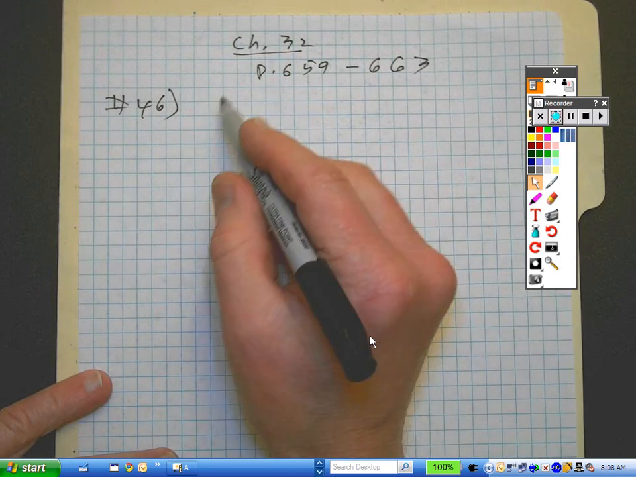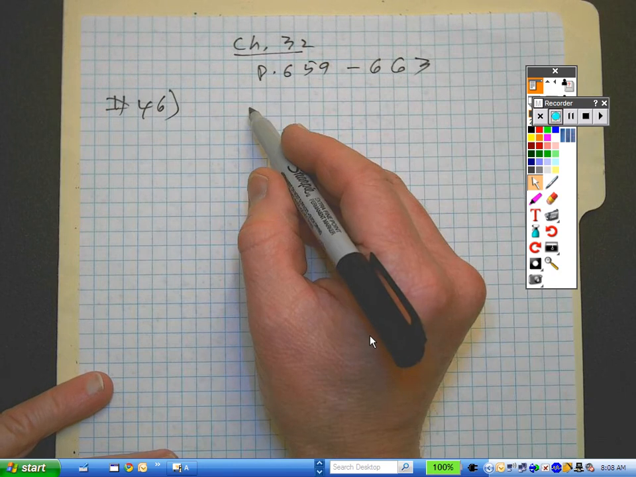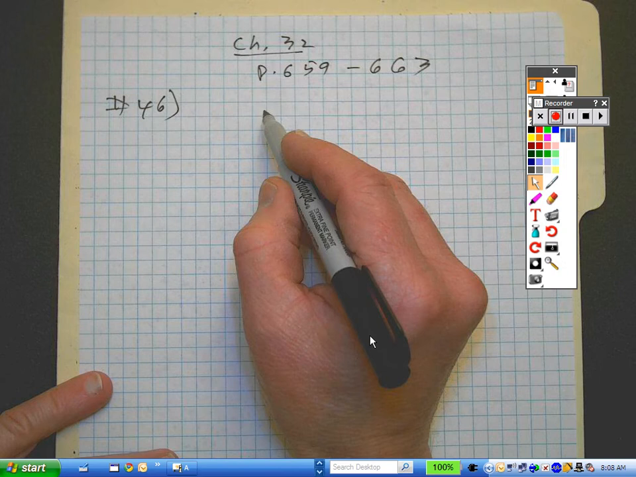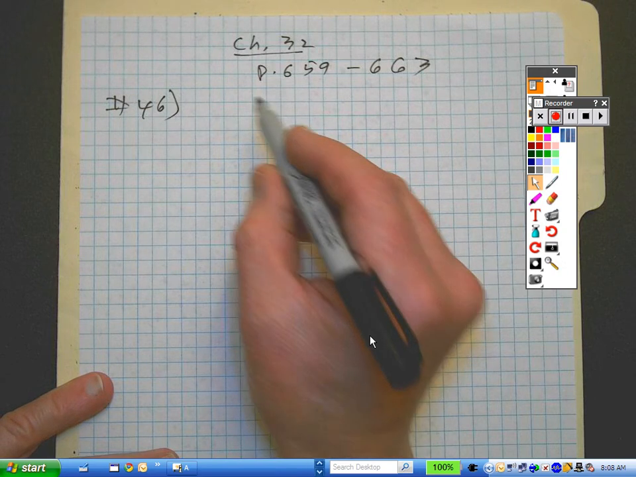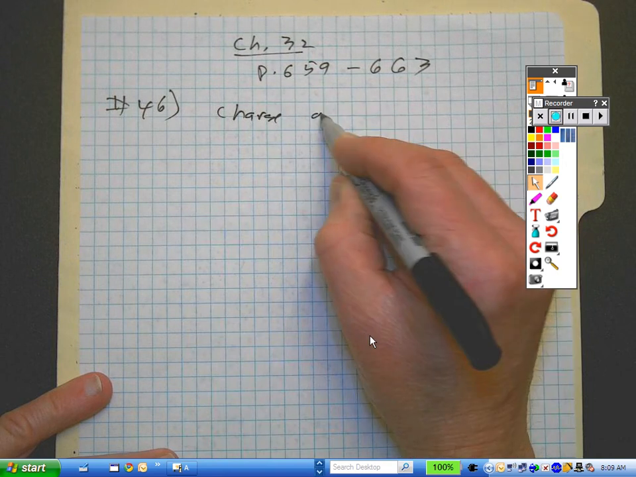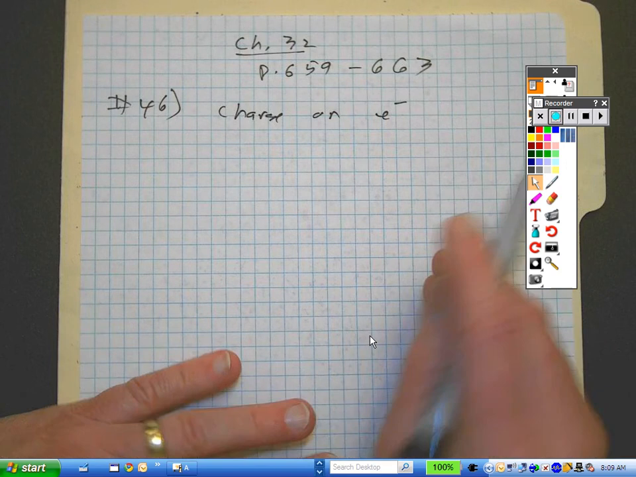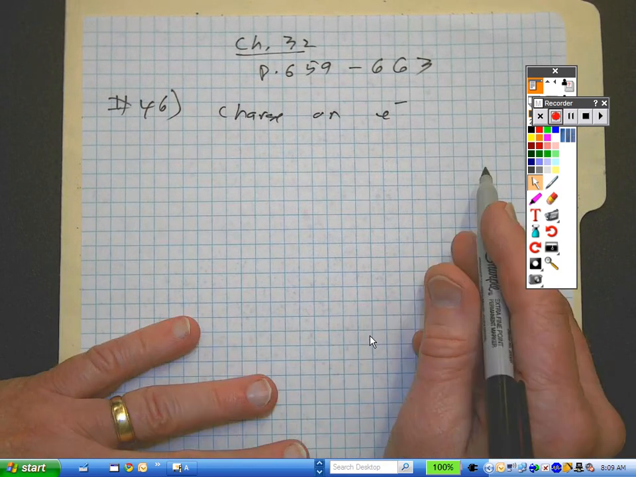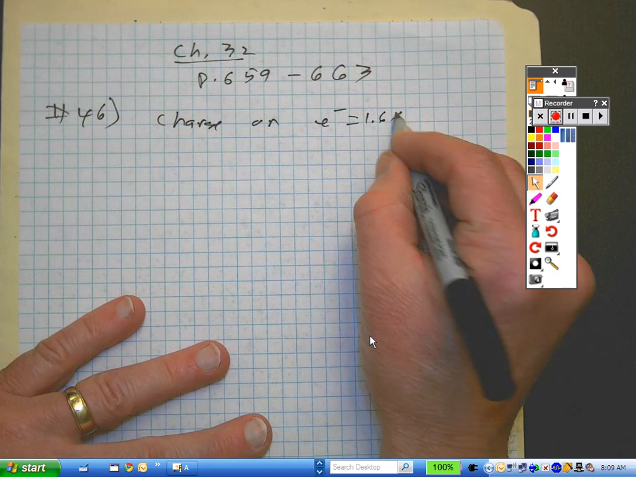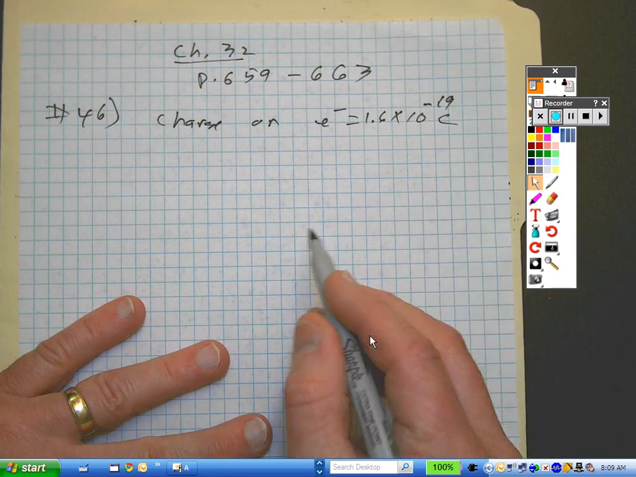So for instance, number 46. If you look at number 46, it talks about electrons and coulombs. And remember, a coulomb is a large number of electrons. That's all it is. So what we know and what it tells you is that the charge on one electron, I'm going to call that E minus. E minus is kind of our symbol for a single electron. So the charge on one electron is equal to 1.6 times 10 to the minus 19th coulombs. So that's the charge on one single electron.